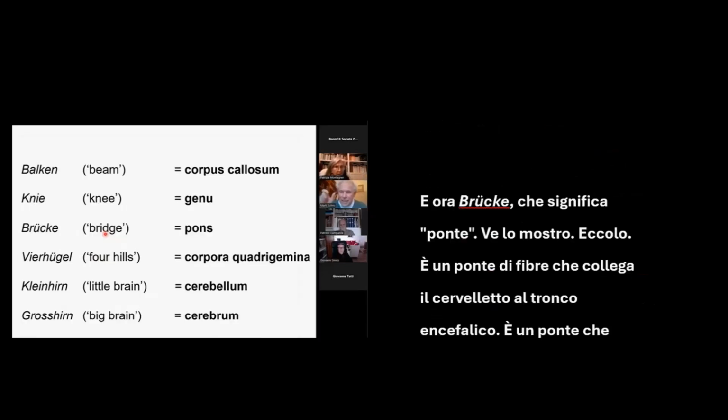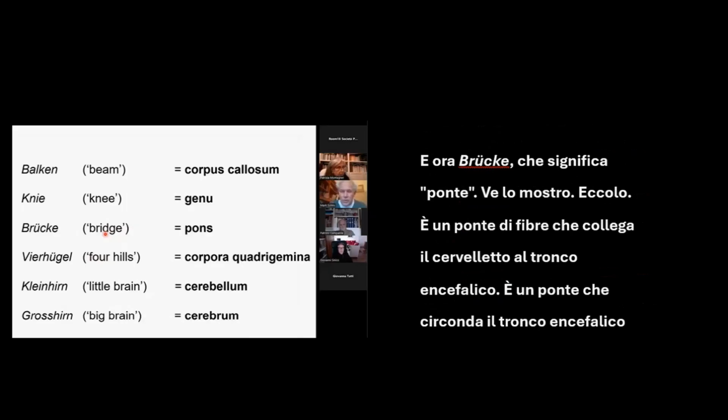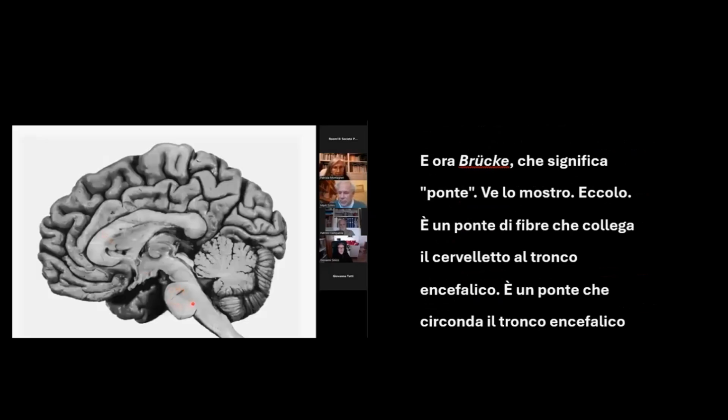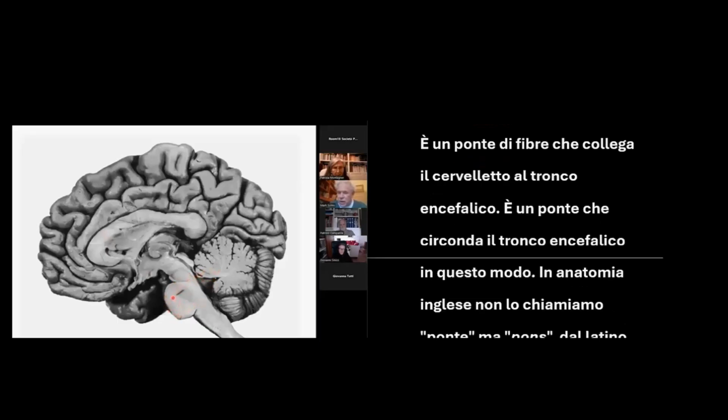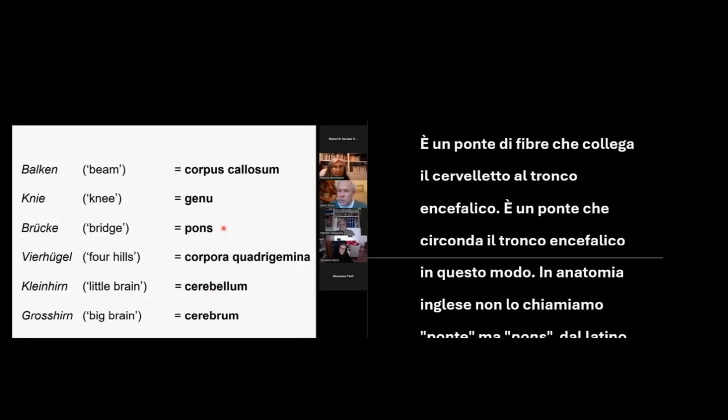Another term means a bridge. I will show it to you. Here it is. It's this bridge of fibers which connects the cerebellum to the brainstem. It's a bridge that circles around the brainstem like this. But in English anatomy, we don't call it the bridge. We call it the pons, from Latin.